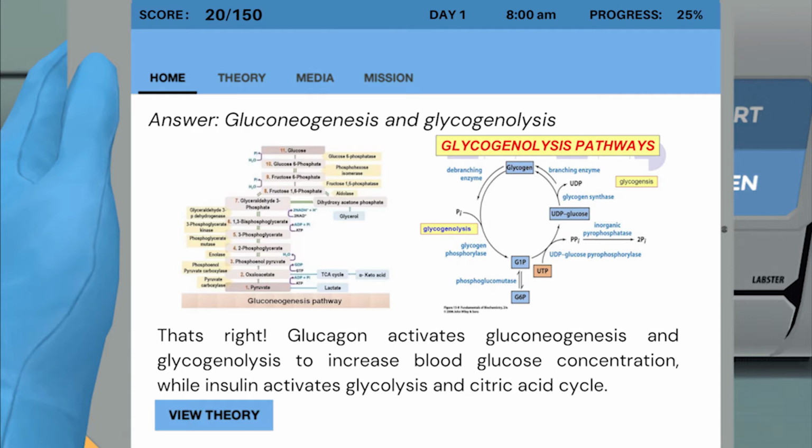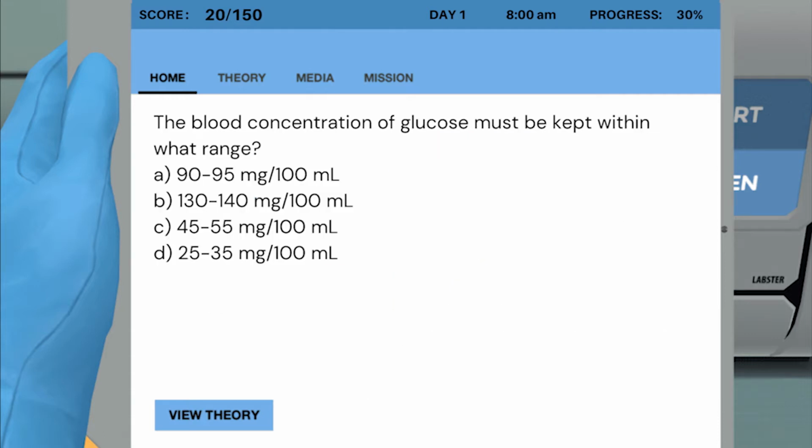That's right. Glucagon activates gluconeogenesis and glycogenolysis to increase blood glucose concentration, while insulin activates glycolysis and citric acid cycle. The pancreas continuously adjusts the relative amounts of glucagon and insulin secreted in response to the continuous changes of blood glucose and other fuel metabolites, occurring as a consequence of changes in the relative amounts of anabolism and catabolism in various tissues. The blood concentration of glucose must be kept within what range?